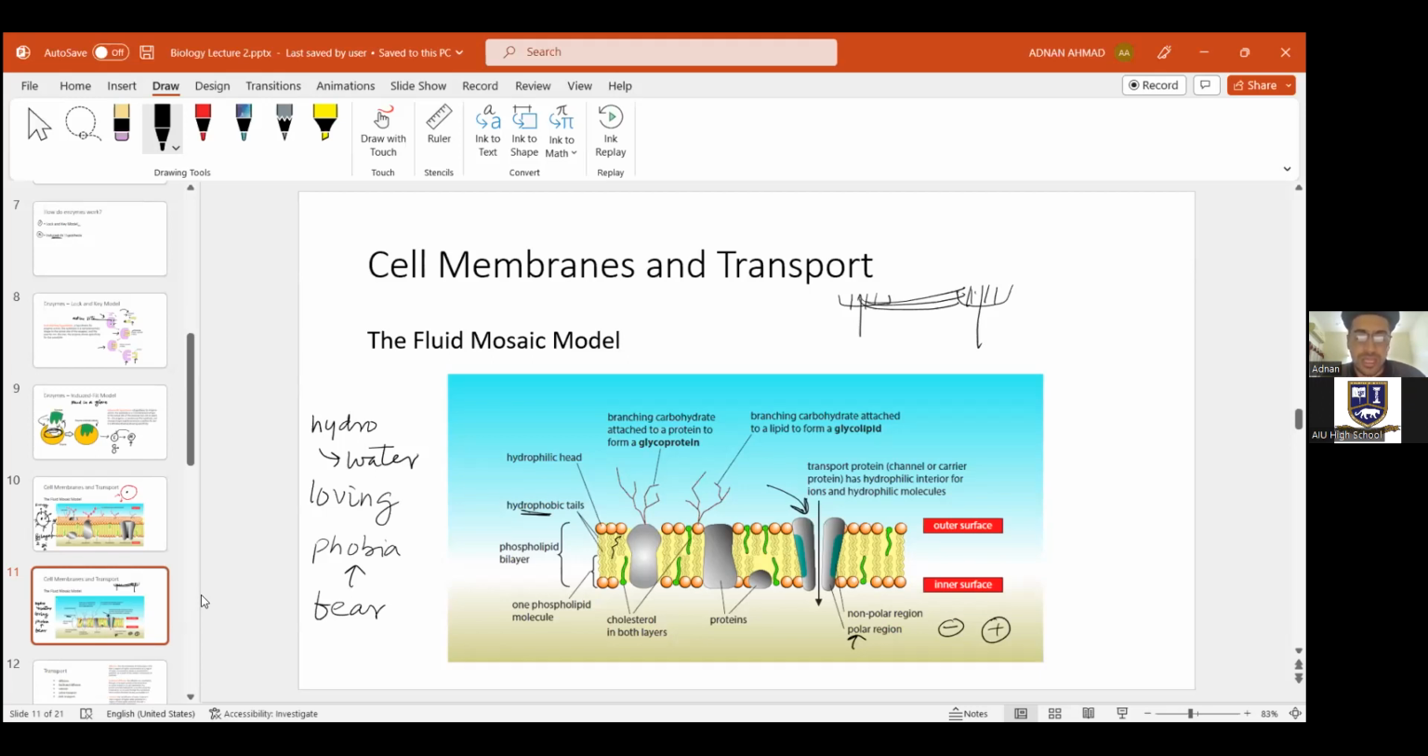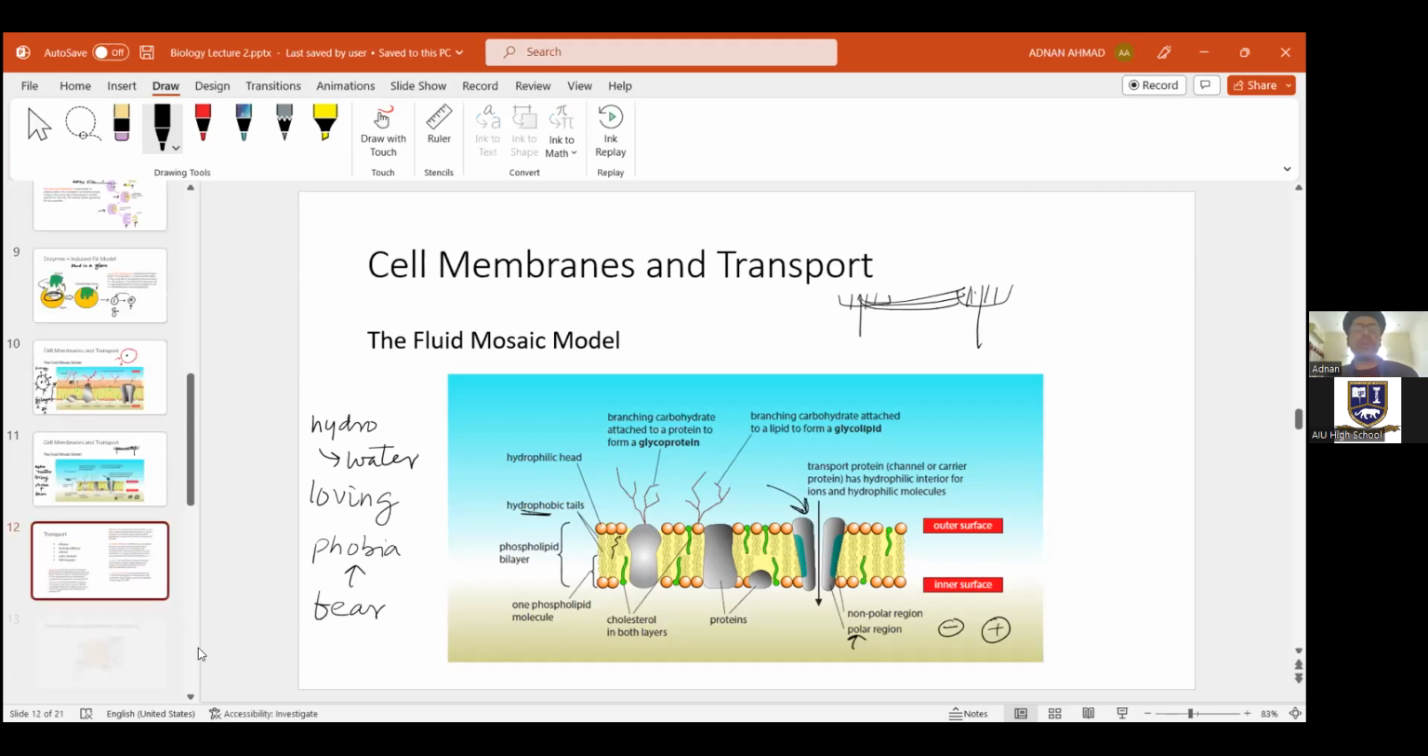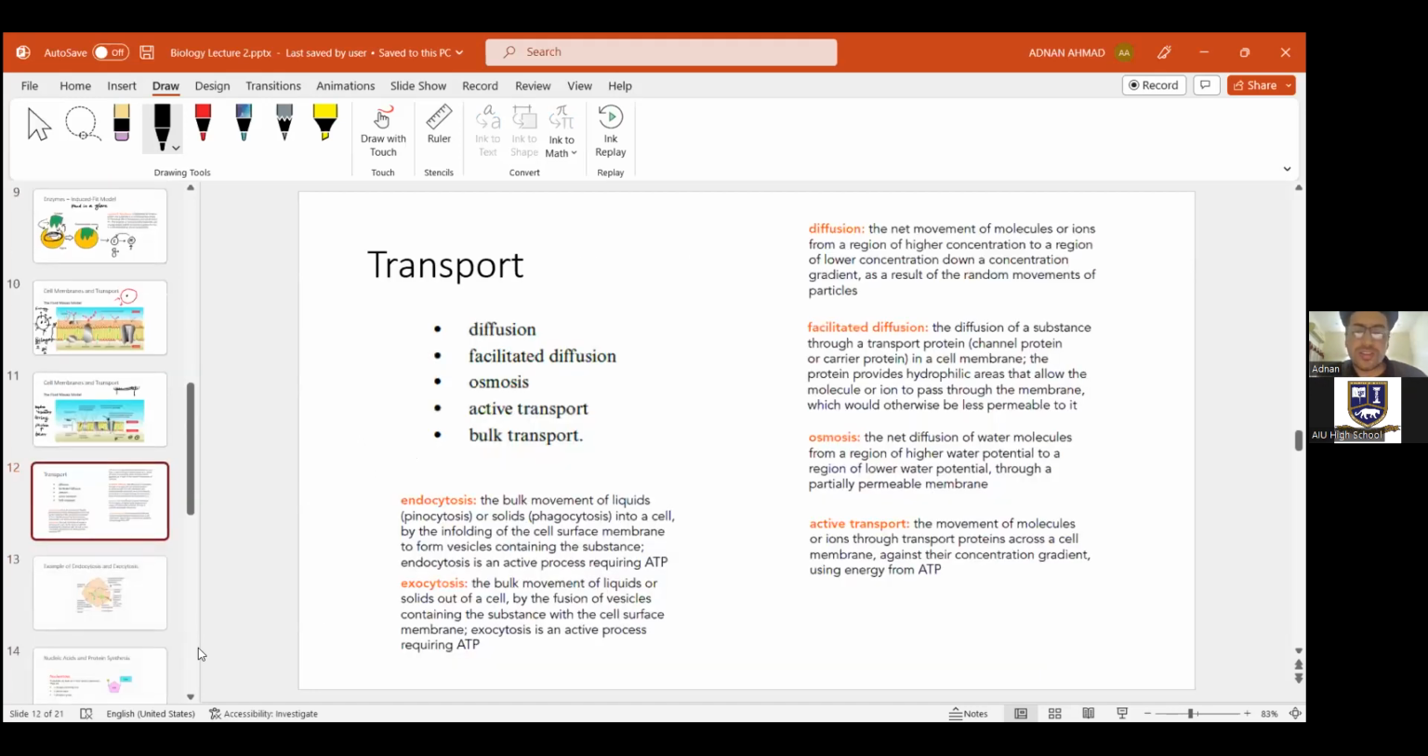By absorption, by osmosis, by diffusion, we will see those in a minute. Now that we have discussed the structure of the cell membrane, we are going to see the mechanisms by which the transport takes place. The first one is diffusion. Diffusion is the net movement of molecules or ions from a region of higher concentration to a region of lower concentration, down a concentration gradient, as a result of the random movement of particles.